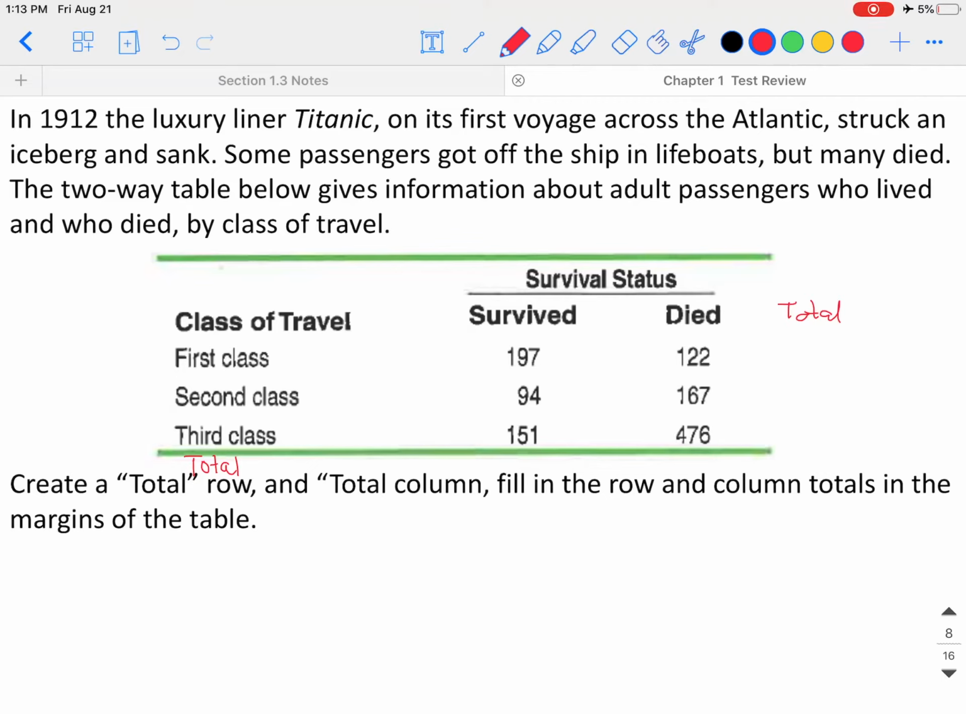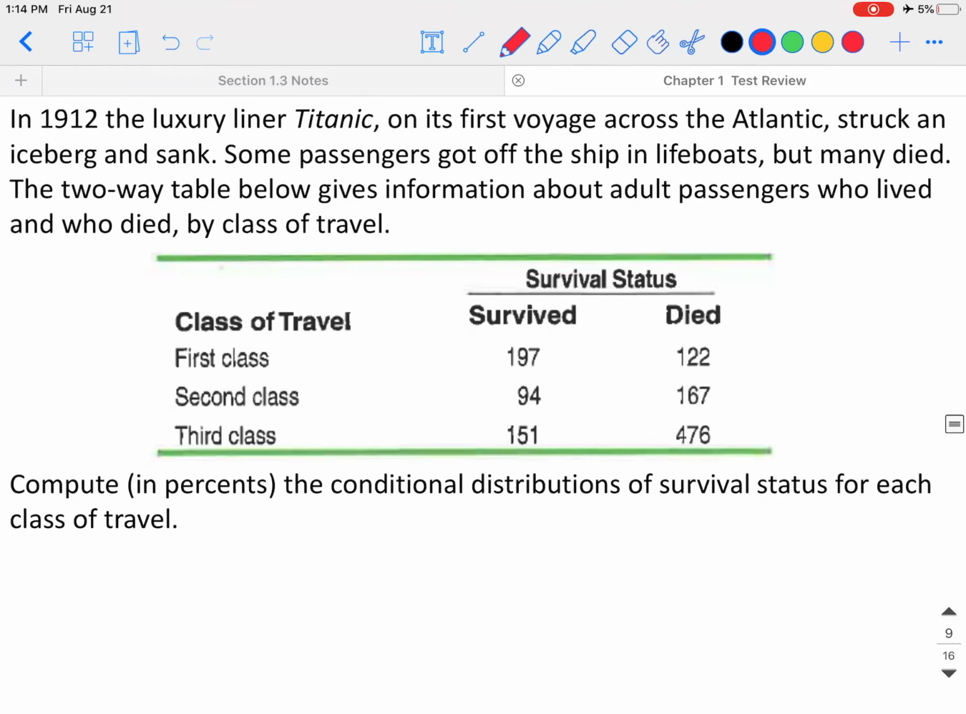we know the total number of first class passengers is 319. The total number of second class passengers is 261. And the number of third class passengers is 627, which altogether means there were 1,207 passengers on the Titanic. If we total the number of passengers who survived, you will get 442. And if you add up all the passengers who died, you would get 765.